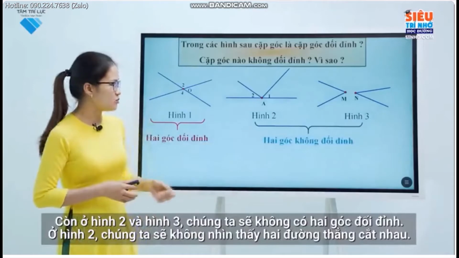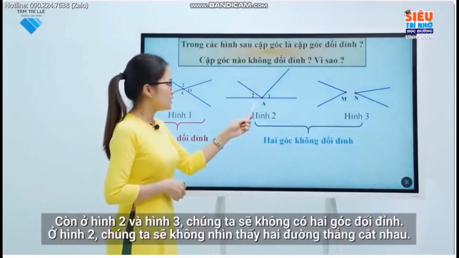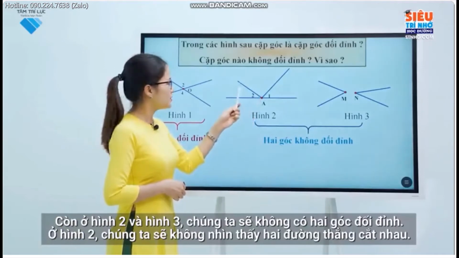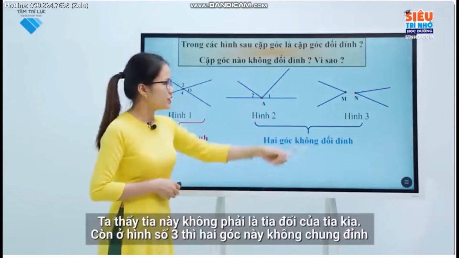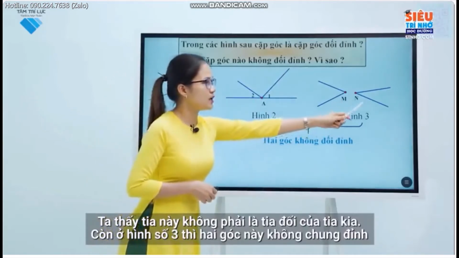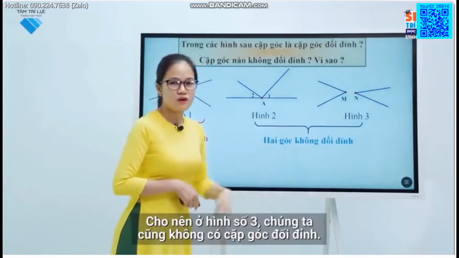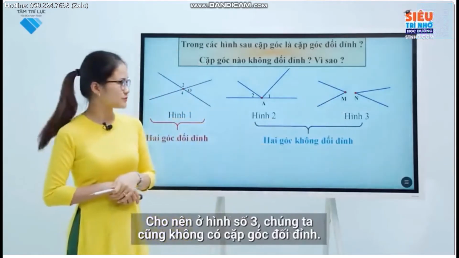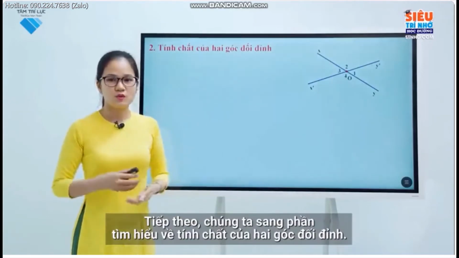To conclude, picture number 1 satisfies the requirement of the topic, but in picture number 2 and 3, we do not have vertical angles. In picture 2, two lines are not meeting at the same point, and we can see that the edge of one is not the opposite ray of one edge of the other. Similarly, the two given angles in picture 3 do not have the top in common, and there are no vertical angles as a result. Next, we will learn about the property of vertical angles.